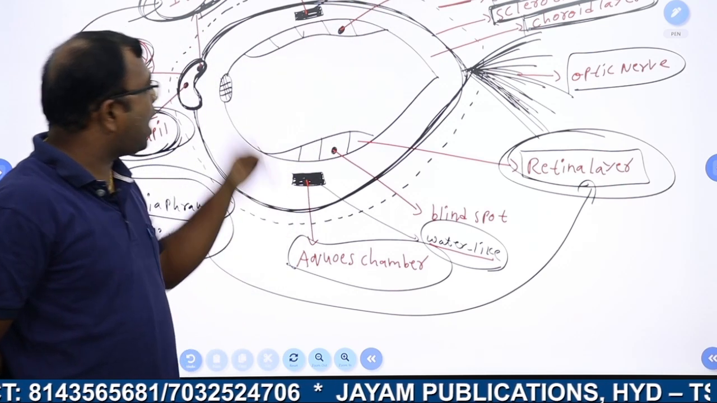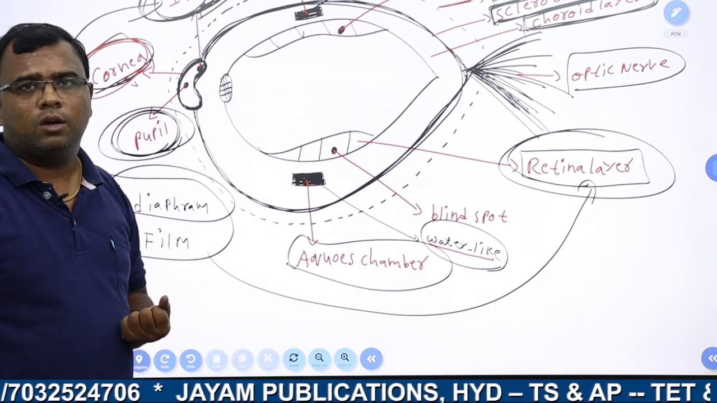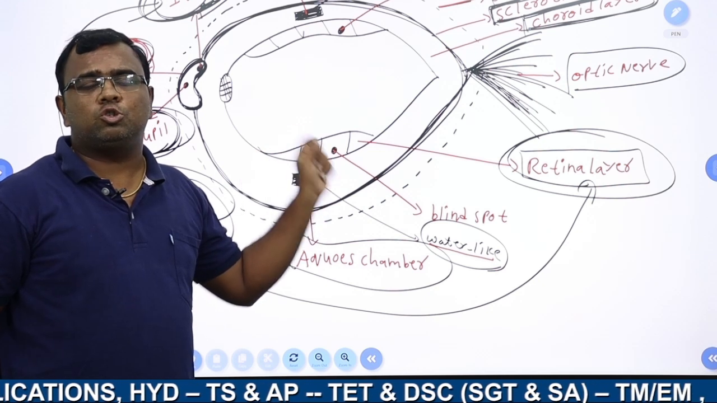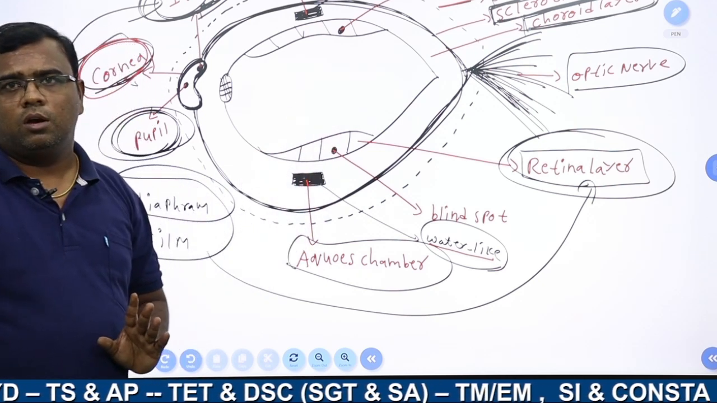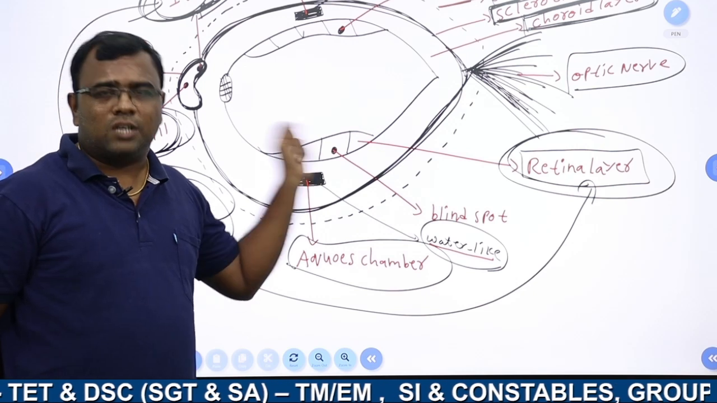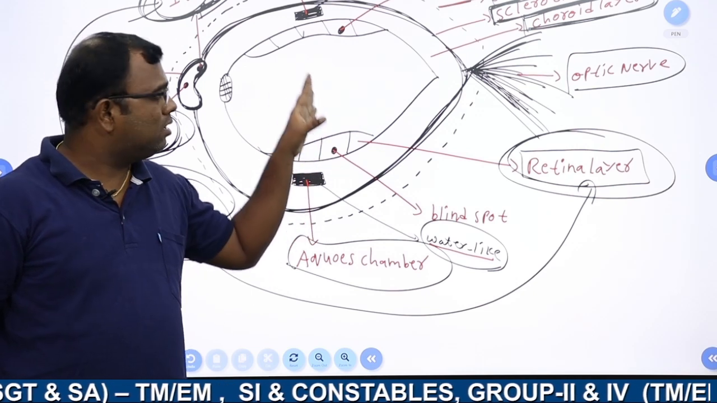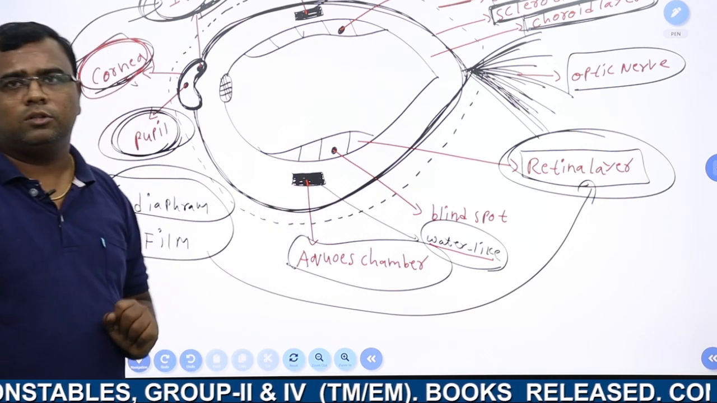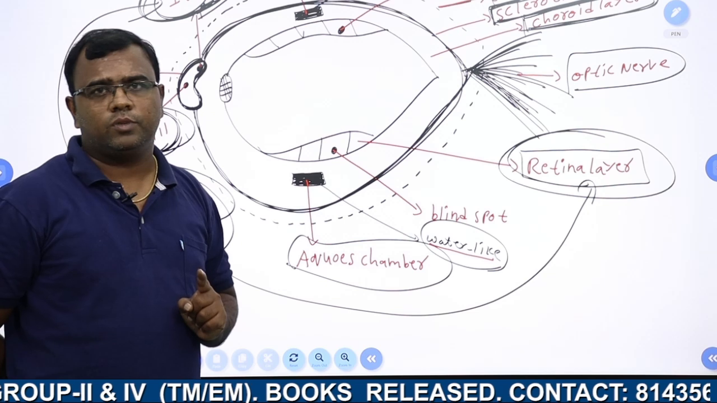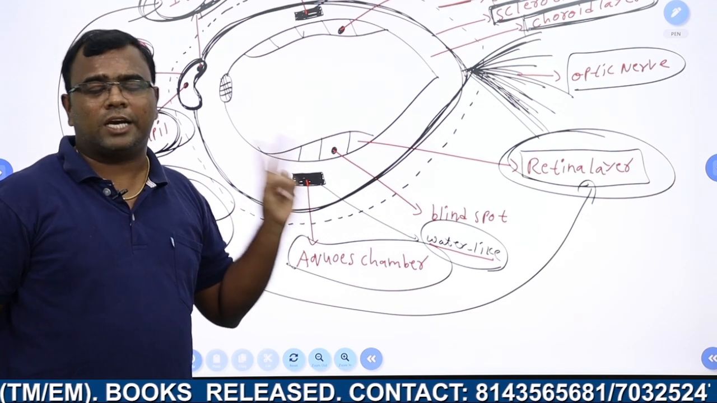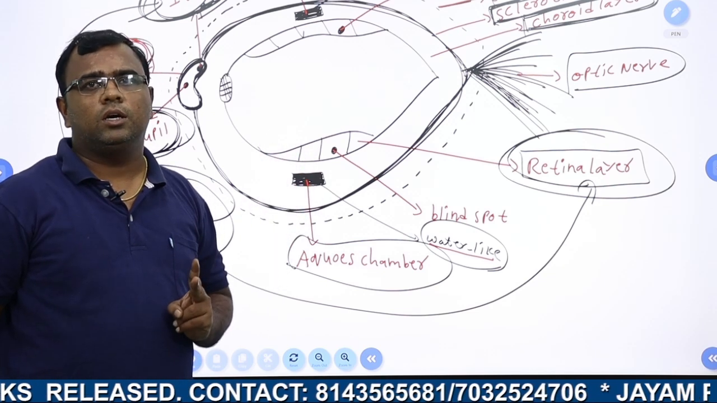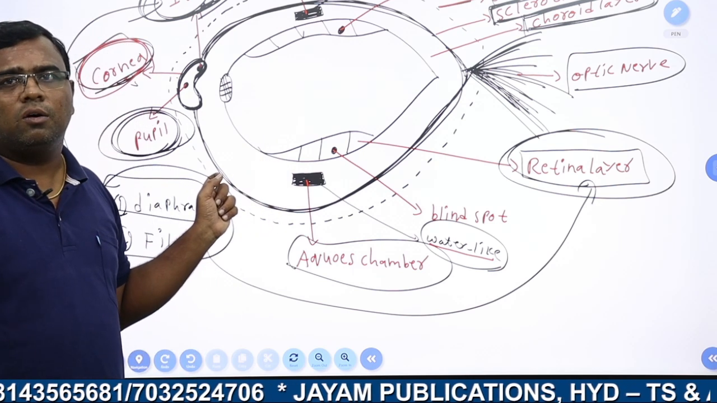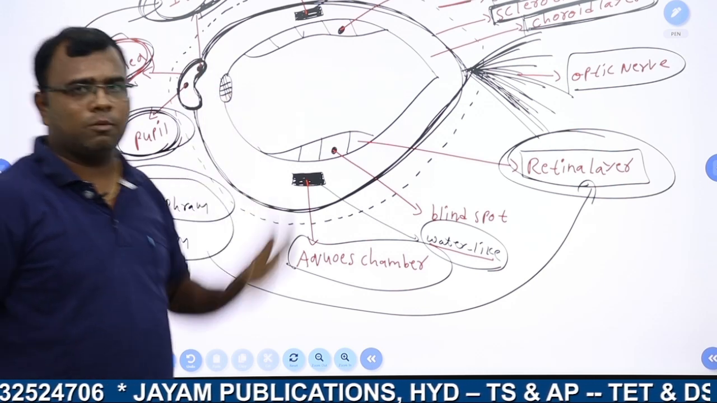What is the function of the aqueous chamber and vitreous chamber? Their function is to protect the eye. In the eye structure, which parts protect the eye? The first part is the conjunctival layer, the second part is the aqueous chamber, the third part is the vitreous chamber. These three parts are used to protect the eye.